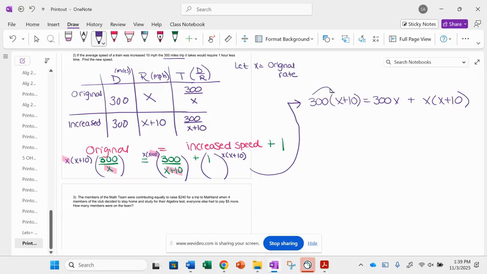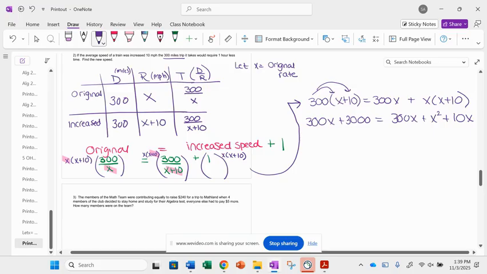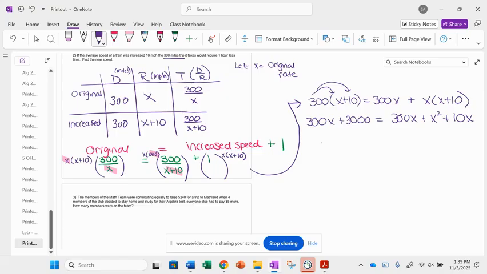So I'm going to distribute in this 300. We're going to get 300X plus 3,000 equals 300X plus X squared plus 10X. Do we all agree we're going to have to factor because of that X squared? So I need to set it equal to 0. When I set it equal to 0, I'm going to get X squared.